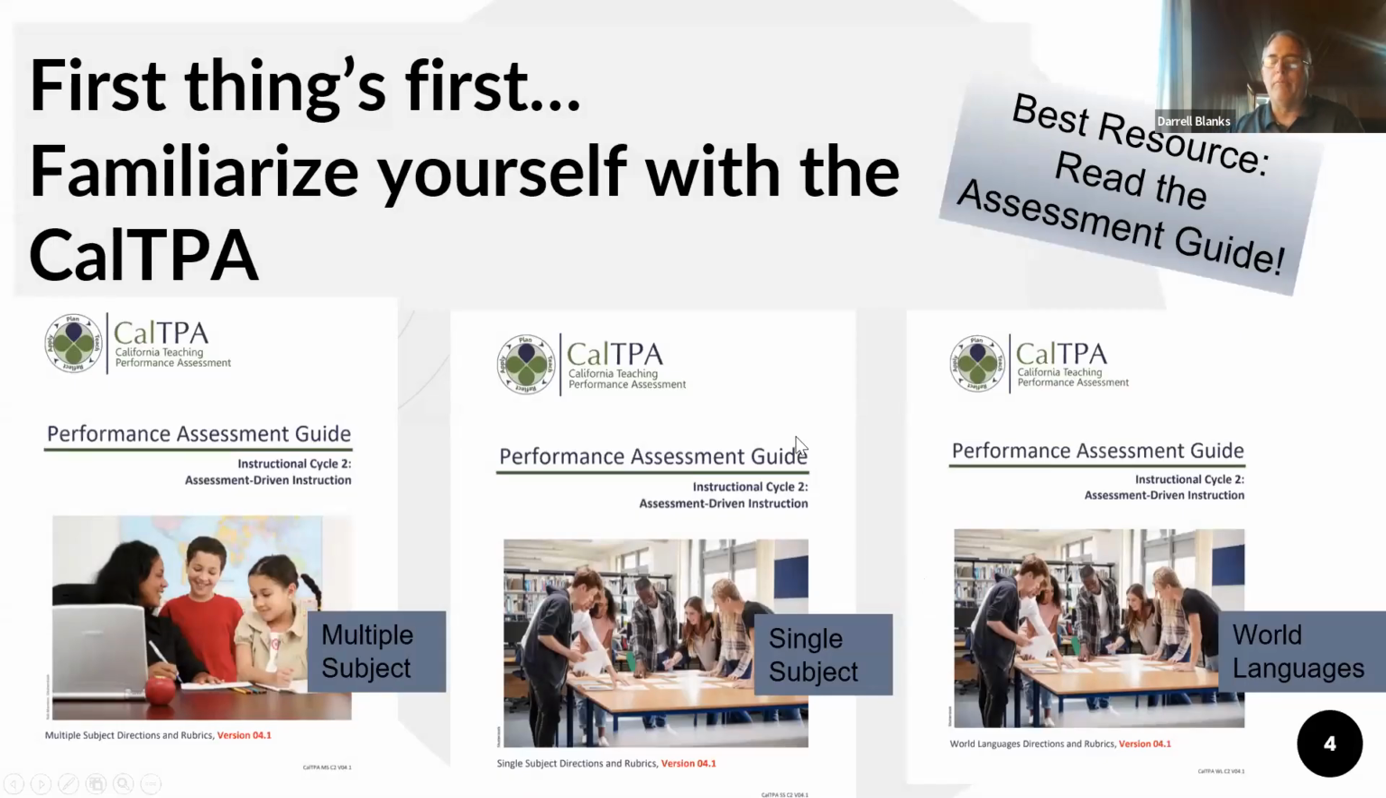Some of the primary resources you want to have a copy of is the Performance Assessment Guide. This is really the Bible, so to speak, of the TPA. A lot of times when I contact the state and ask them questions, they'll say, oh, on page such-and-such, it says this. So you can bypass having to ask a question by having those. That's one of the things we suggest you have for reference. It'll save you a lot of questions.